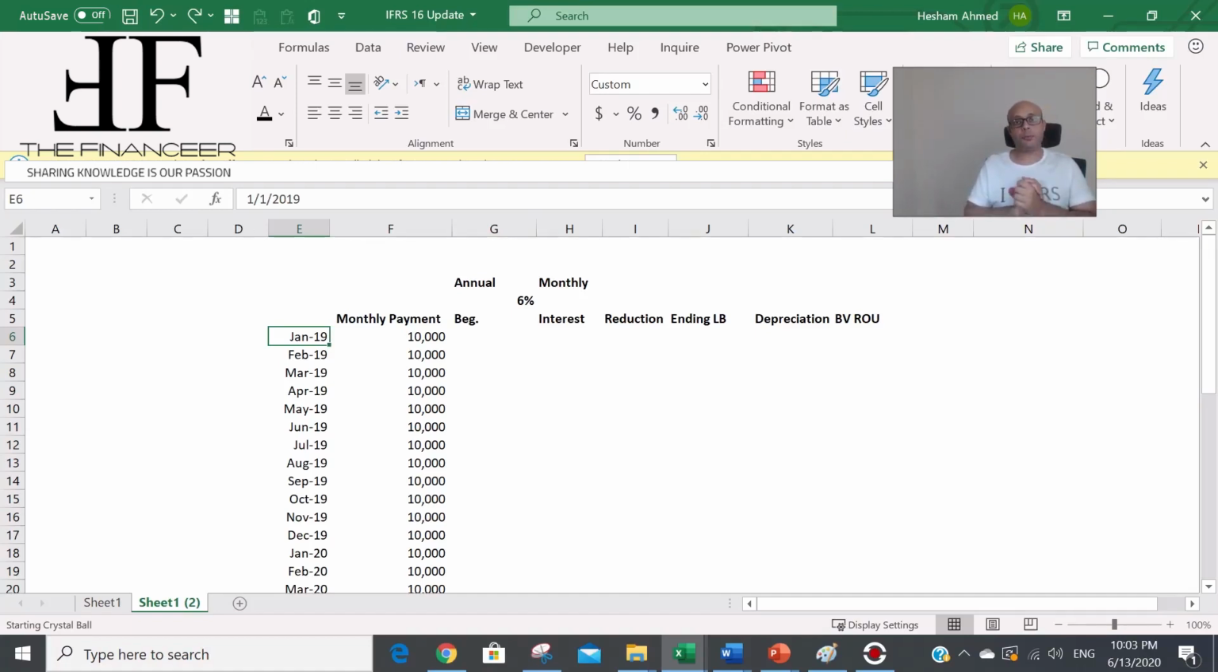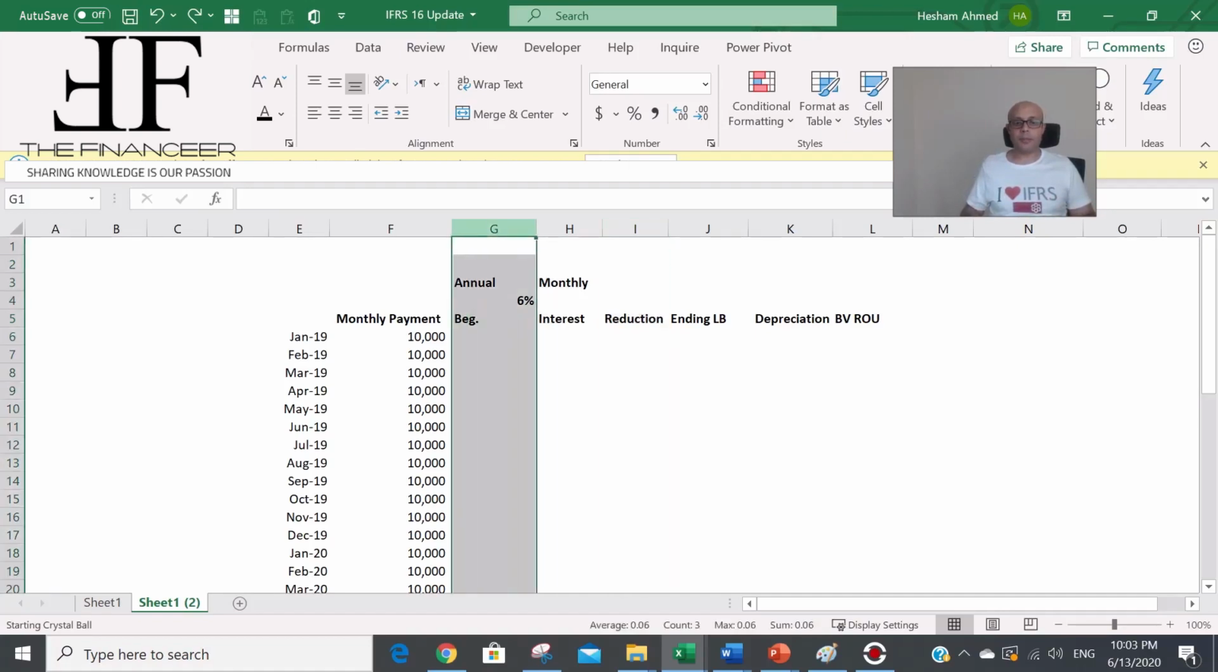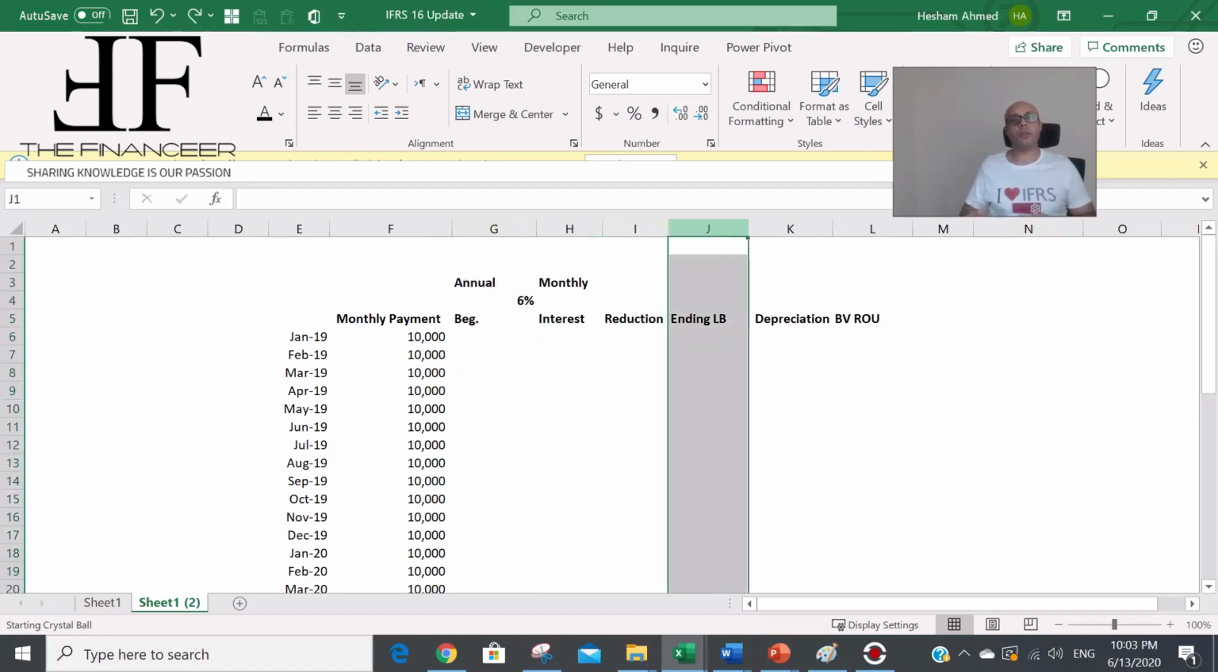First of all, we have to build the financial model. We have to start with the beginning balance of your lease liability from this lease contract, and then you need to start calculating interest on a monthly basis. Then the payment that you are going to pay, we are going to split it. Part is related to the interest and another part is related to the reduction in the lease liability. Then if you reduce your lease liability, the beginning balance minus the reduction will equal the ending balance of your lease liability.